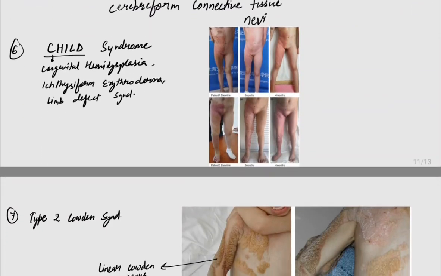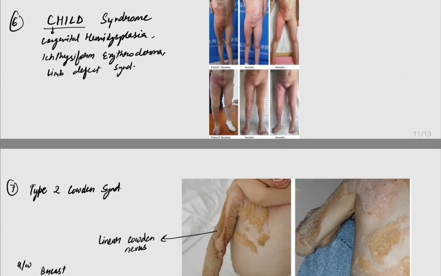Now coming to CHILD syndrome. CHILD syndrome stands for congenital hemidysplasia, ichthyosiform erythroderma and limb defect syndrome. So here there is congenital hemidysplasia, ichthyosiform erythroderma and limb defects.